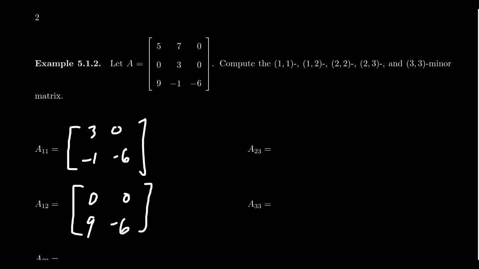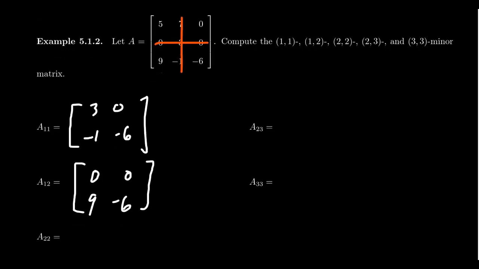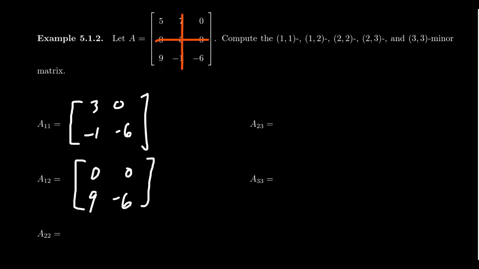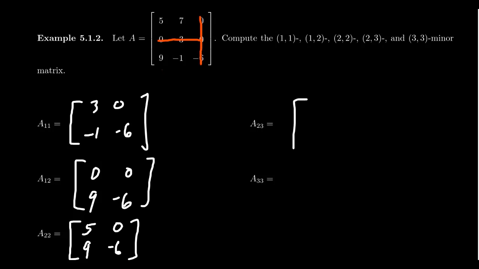The next one is the 2, 2 minor. The 2, 2 minor is formed by removing the second row and second column. If we see what we have there, we have 5, 0, 9, and negative 6. If we did the 2, 3 minor, we first take away the second row, third column, like so. That gives us 5, 7, 9, and negative 1.